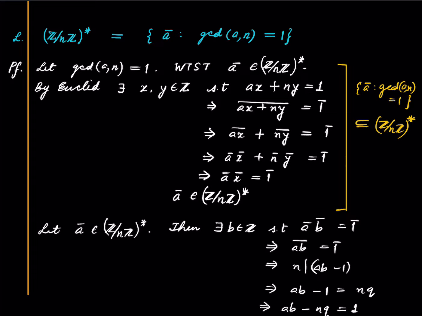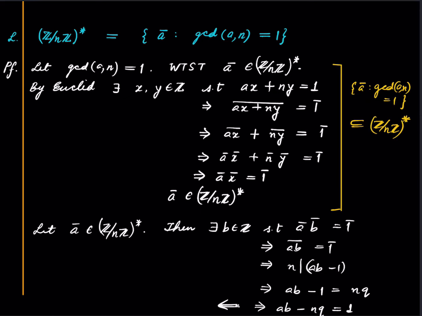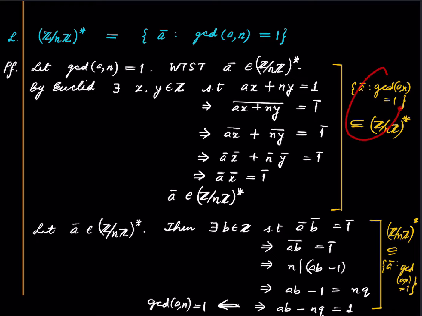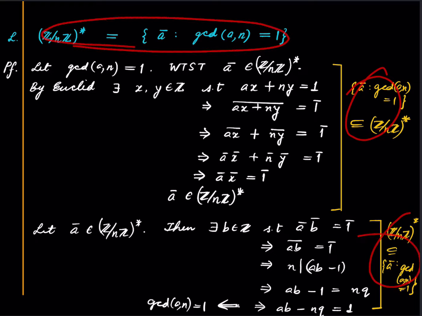So the GCD of a and n equals 1, and this shows the reverse containment. This shows that (Z mod nZ) star is contained in the set on the right hand side. So these two containments show that they are indeed equal.